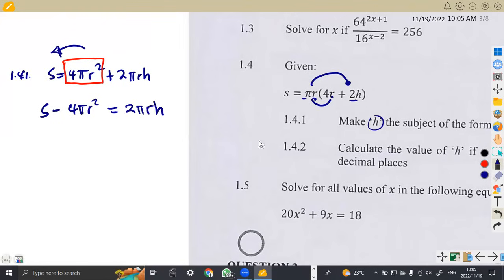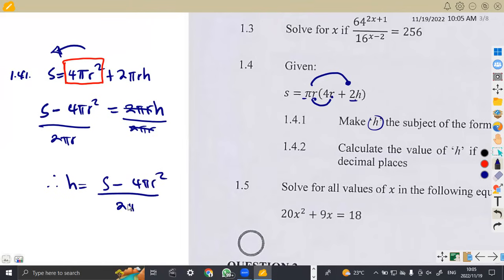So to find h, since we are multiplying, we are going to divide by what is multiplying, which is 2 pi r, on both sides. So this can cancel. Therefore, h is going to be s minus 4 pi r squared over 2 pi r. So that is what we're supposed to have for the expression of h as the subject.